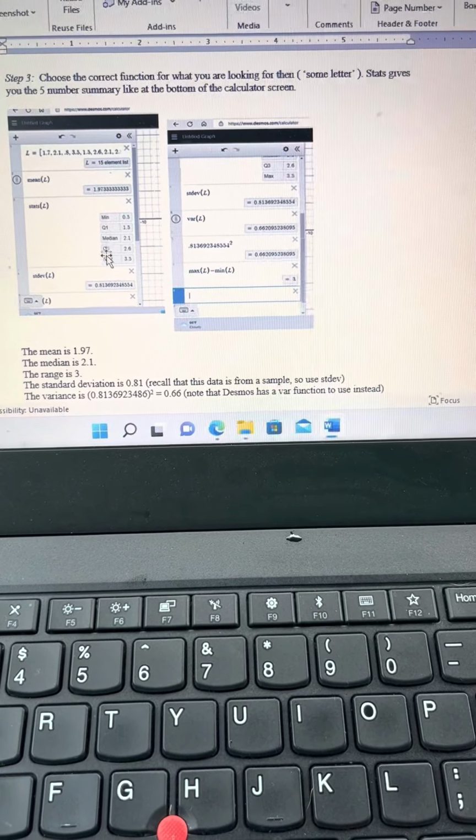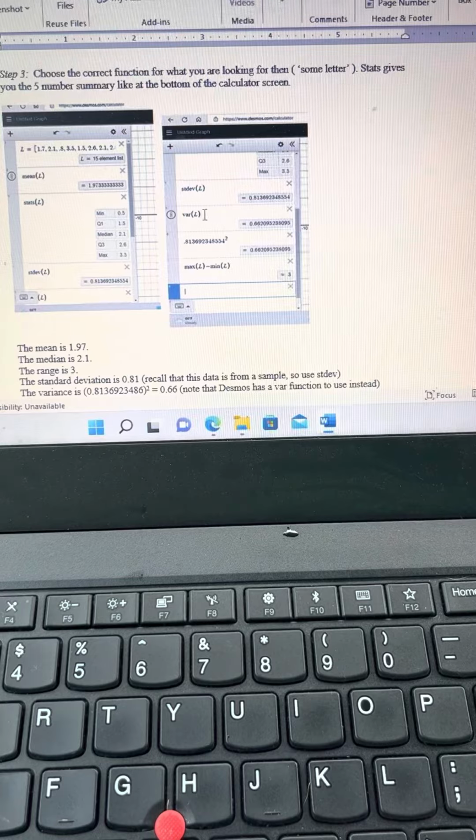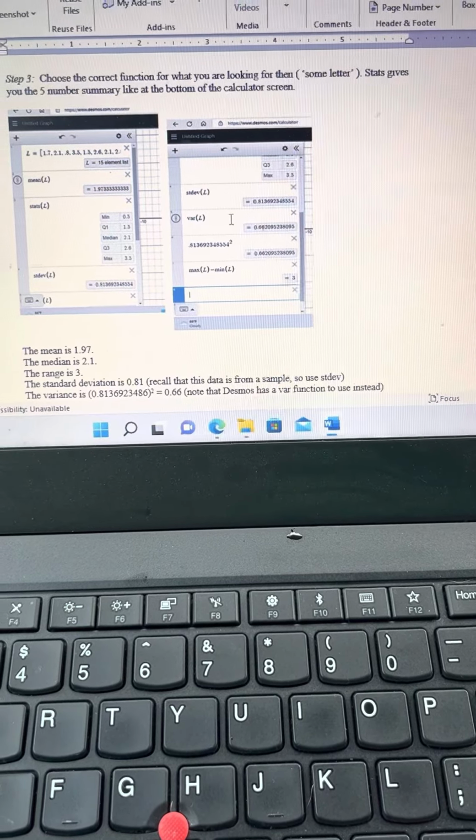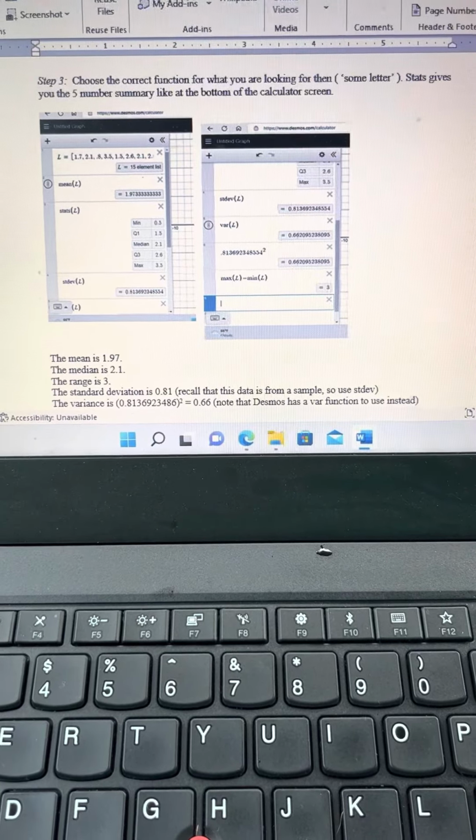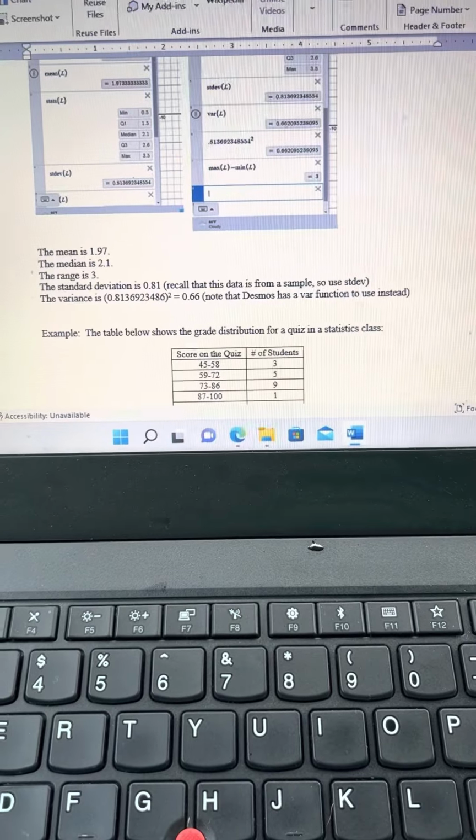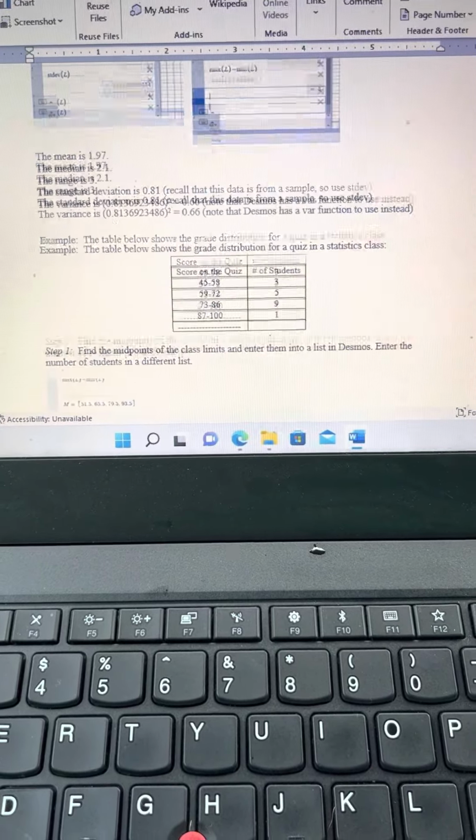stats to get the median and get the 5-number summary, your variance. Desmos actually has a variance function, so you can do that without having to square your standard deviation. So this also shows you the Desmos screen.